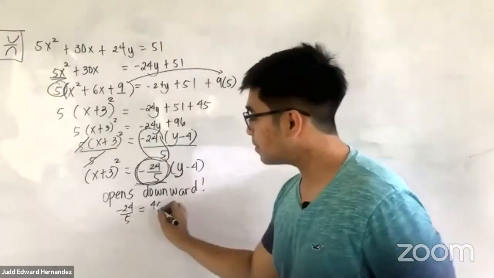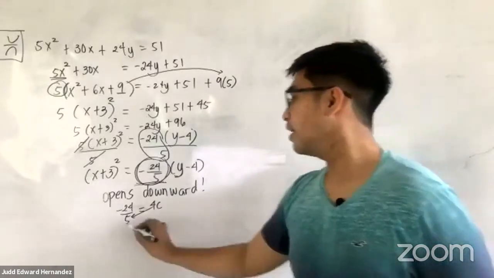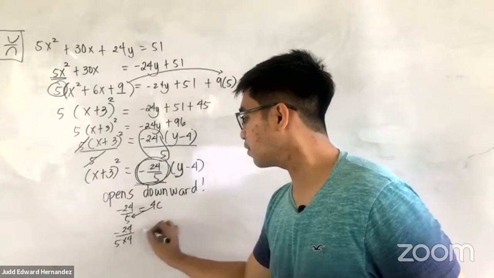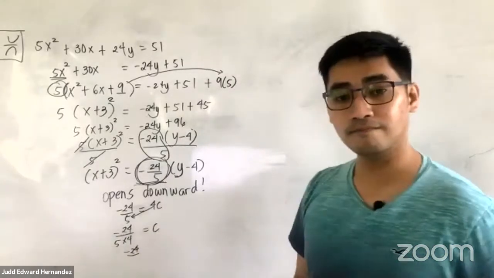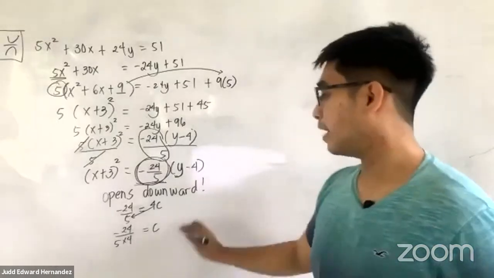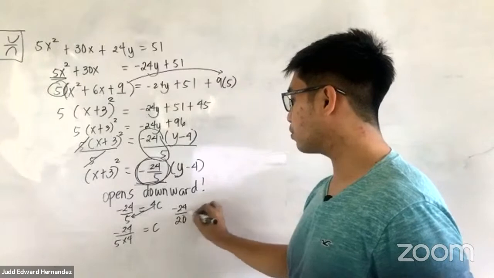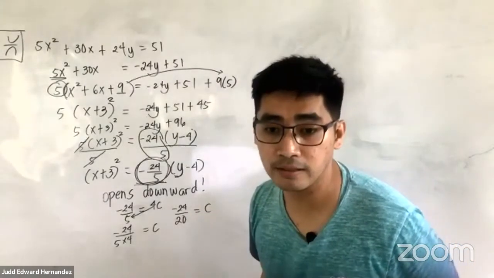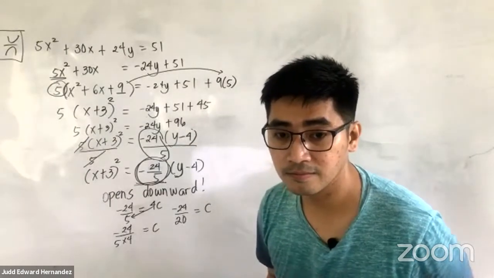Cross-multiply. Ibig sabihin, si 4, imumultiply natin dun sa baba. Okay. And this becomes negative 24 over 5 times 4 is equal to C. What is 5 times 4? 20 po. That is 20. And this is negative 24 over 20. That is C. What is negative 24 over 20?